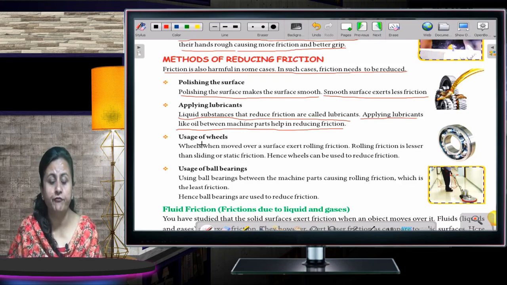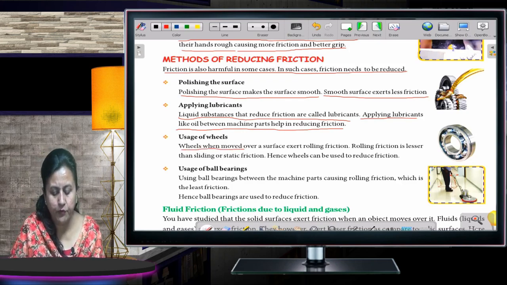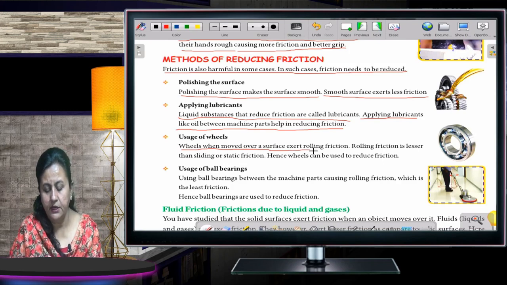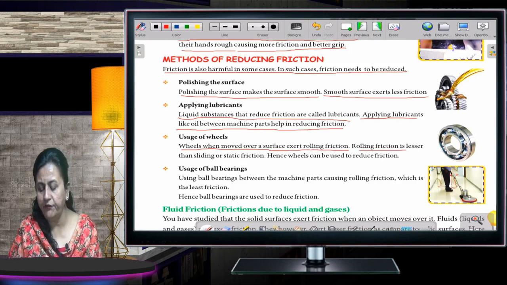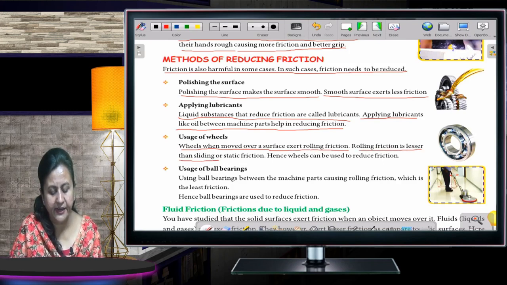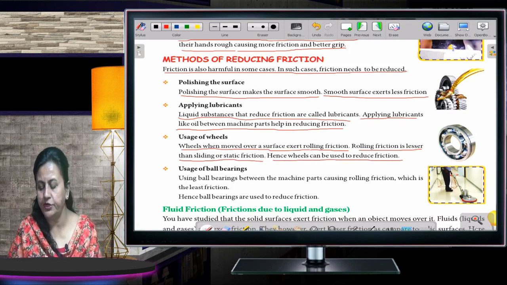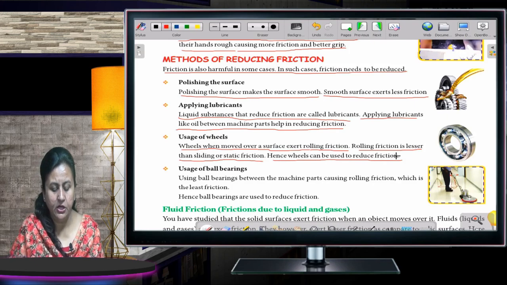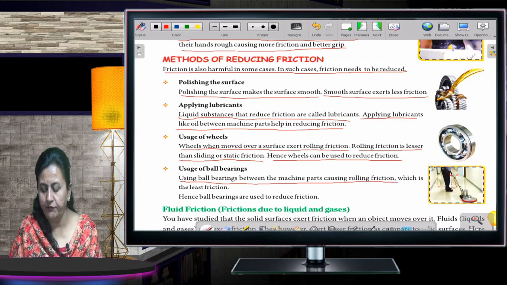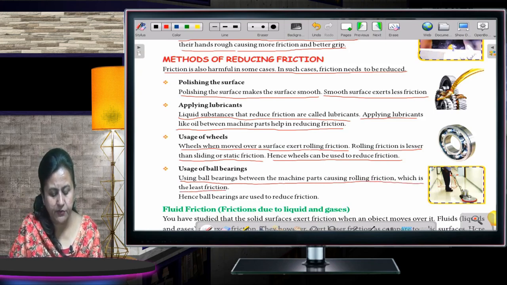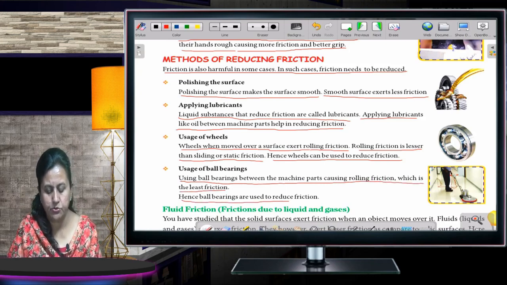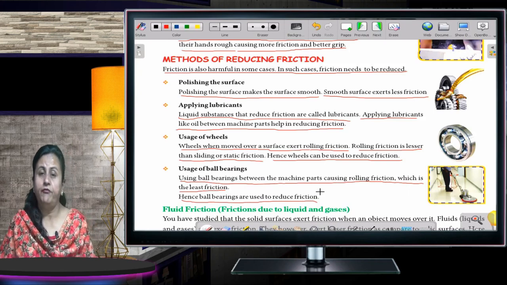Then usage of wheels. Wheels, when moved over a surface, exert rolling friction. Rolling friction is lesser than sliding friction or static friction. Hence, wheels can be used to reduce friction. Then usage of ball bearings. Using ball bearings between the machine parts causes rolling friction, which is the least friction. Hence, ball bearings are used to reduce friction.